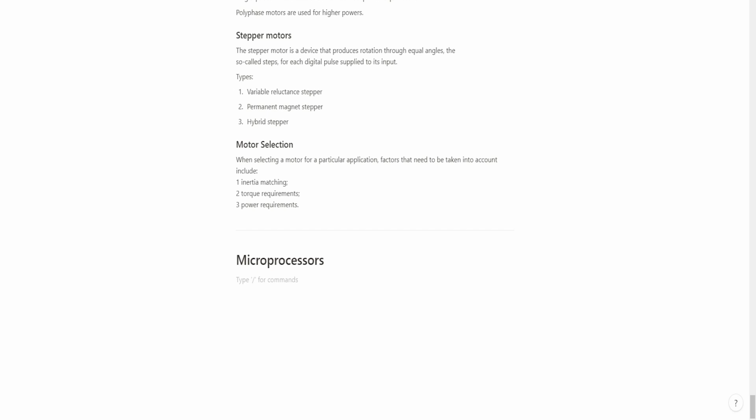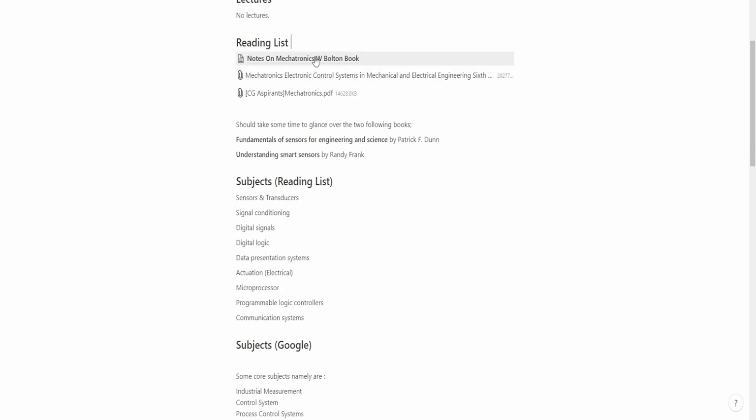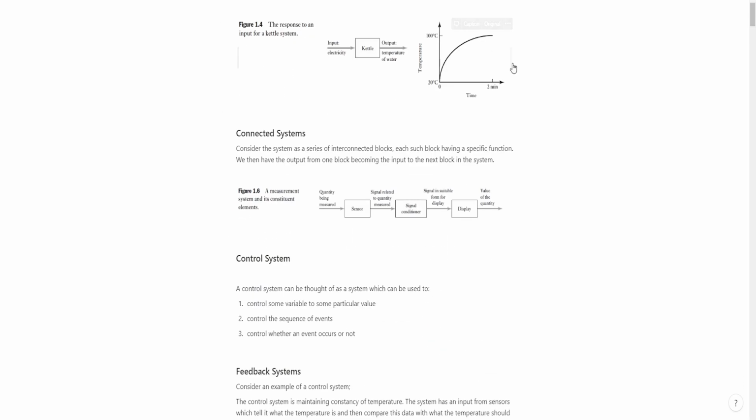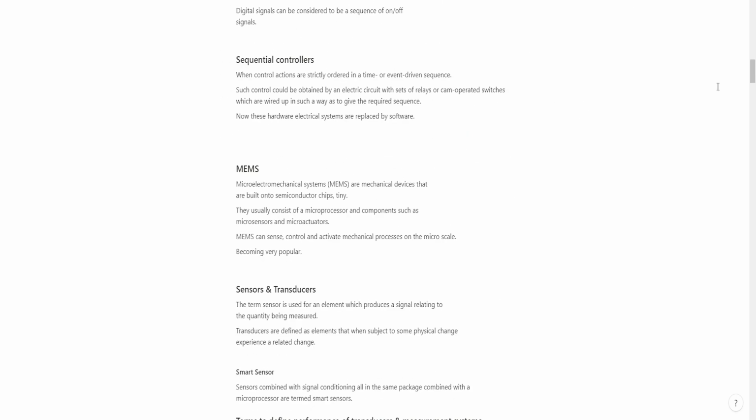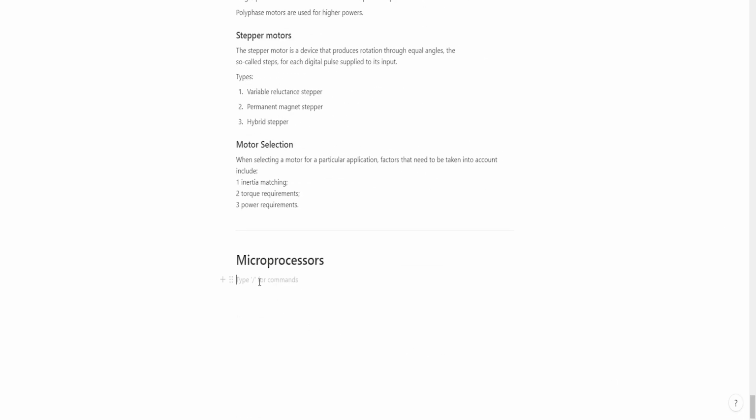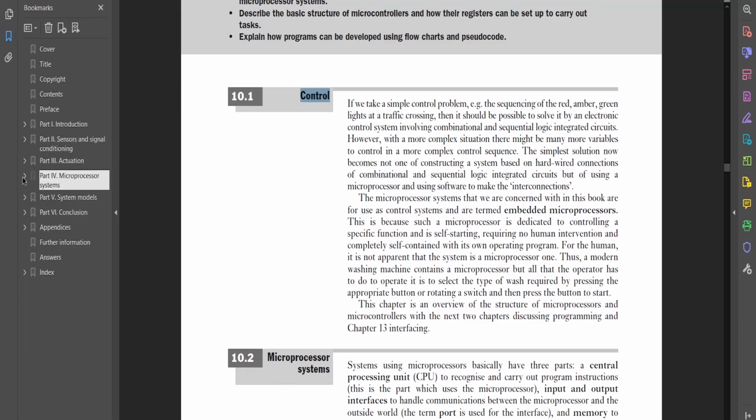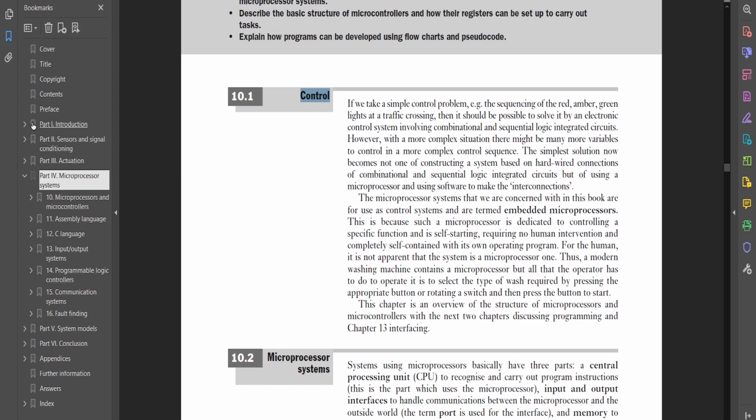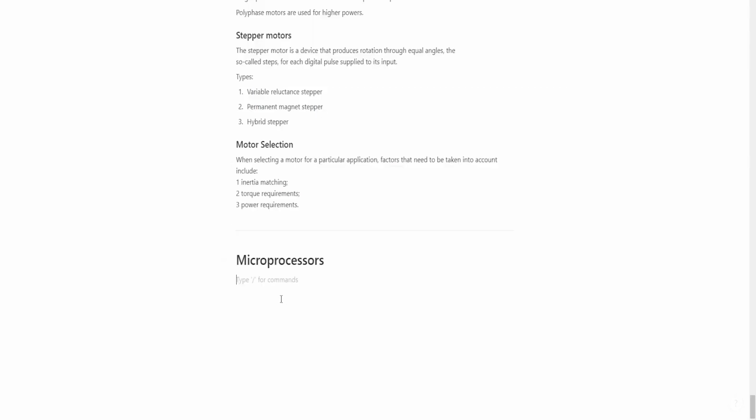What's interesting is that I've actually got notes. I was initially hoping that this was going to be notes just for instrumentation, but this is instrumentation, and I also put control, and then I also put the programmable logic things. I can't remember what they're called. Programmable logic controllers, PLCs. Okay, so we're on to control.